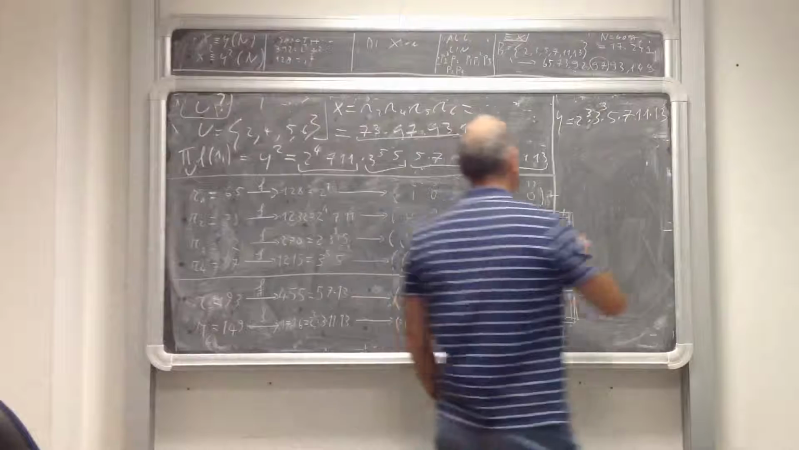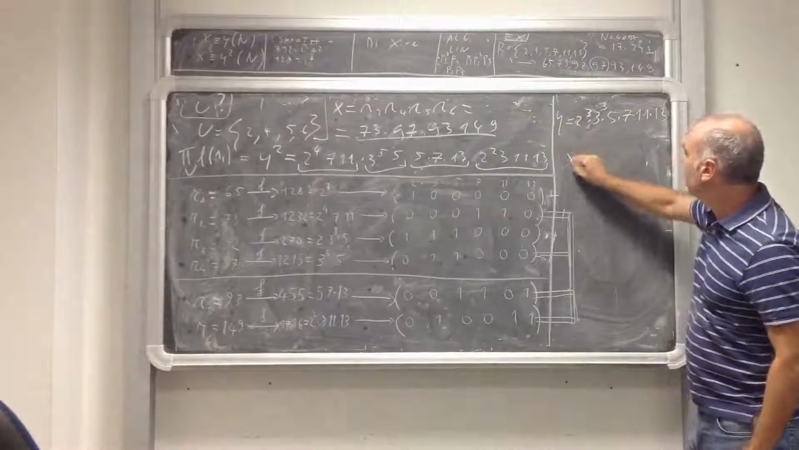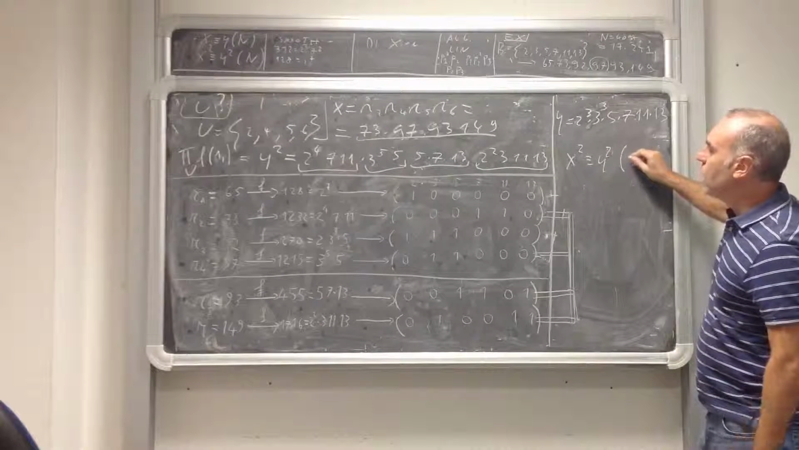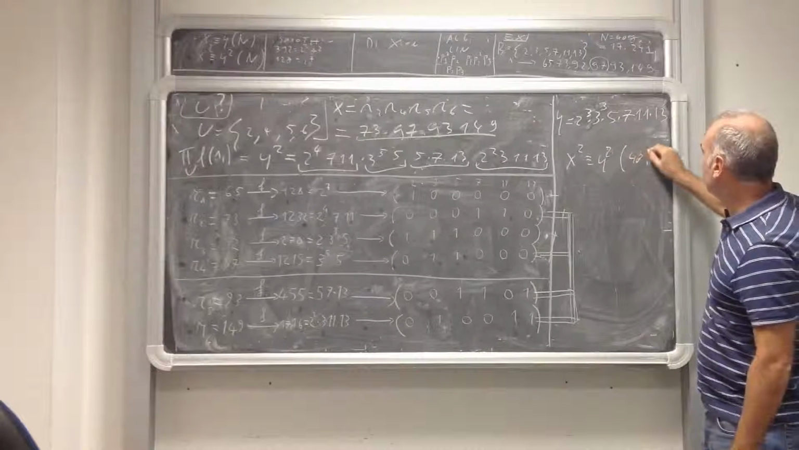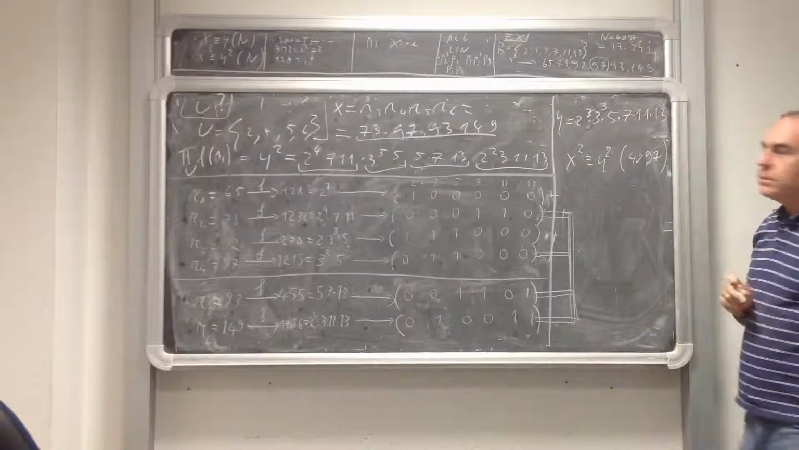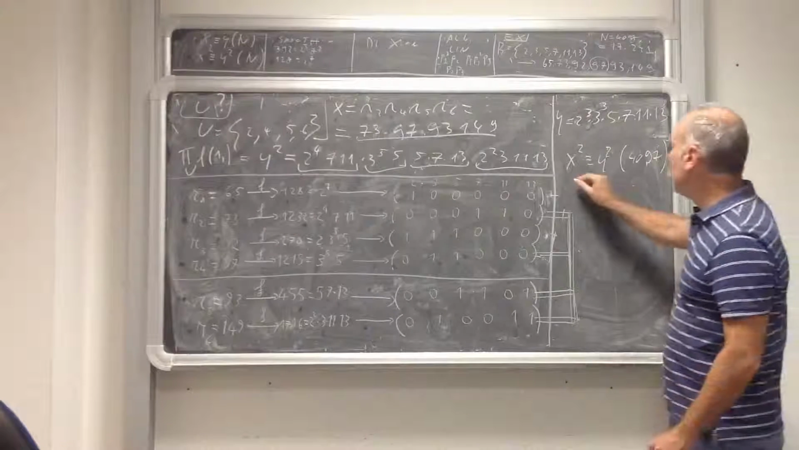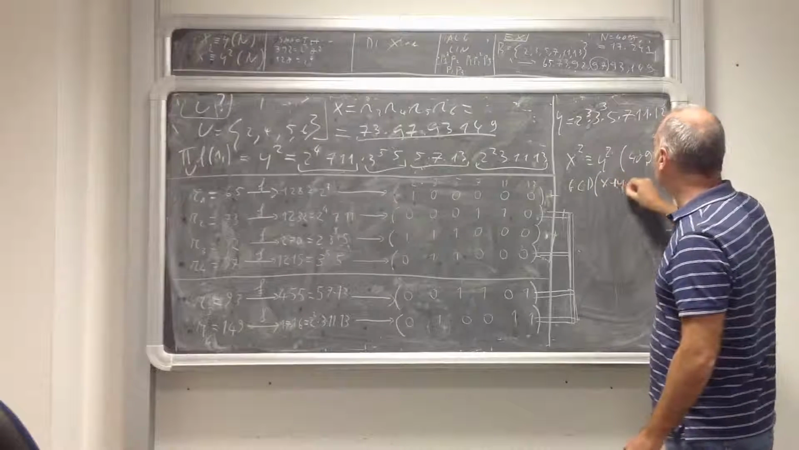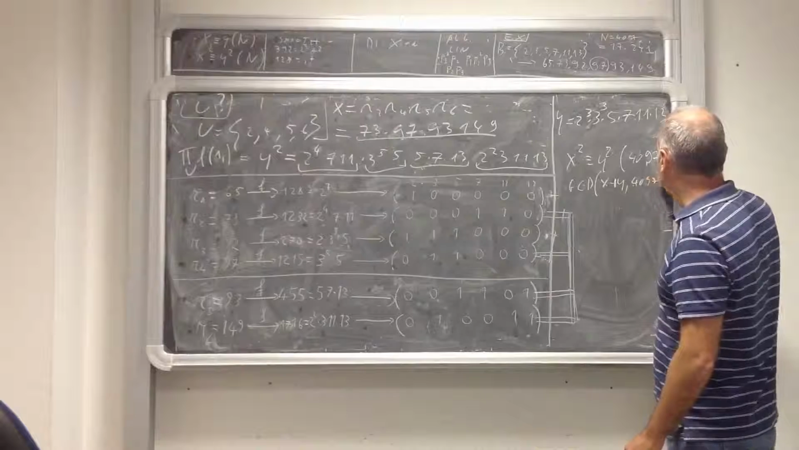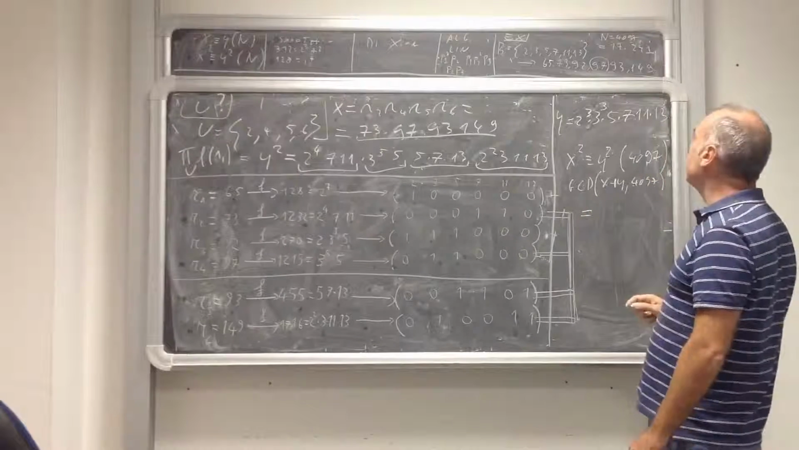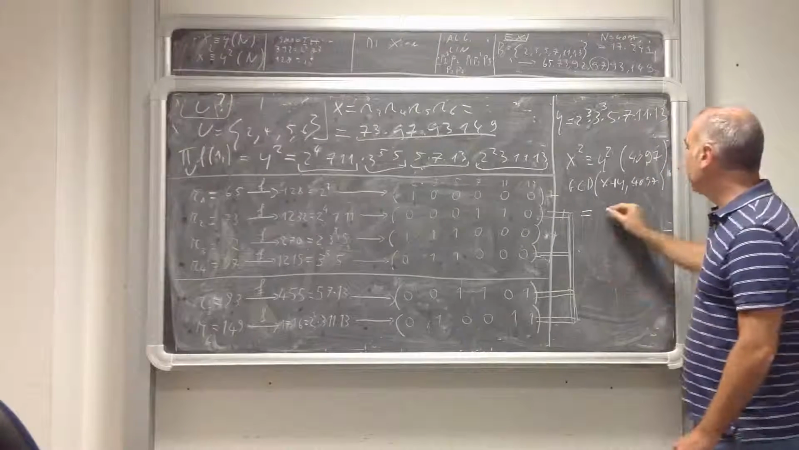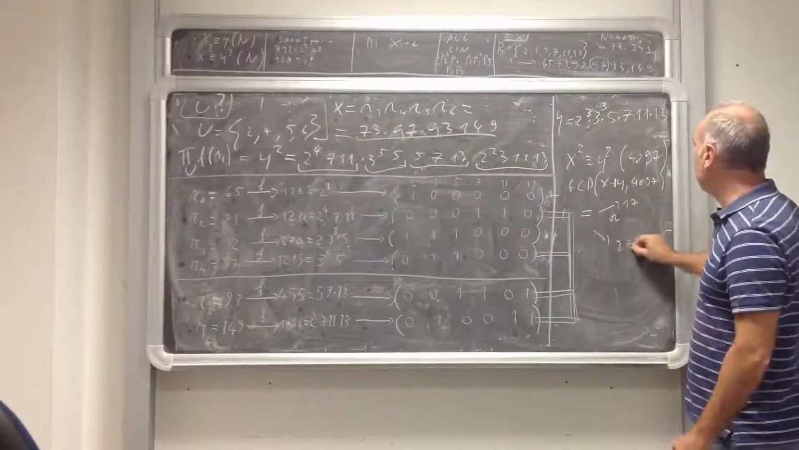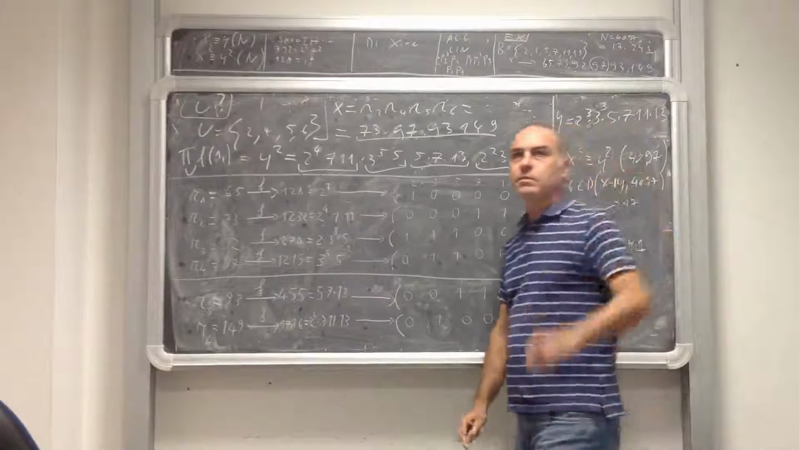So the conclusion is that this x squared is congruent to y squared modulo our n. And what happens? If you compute the greatest common divisor of x plus y and 4097, you'll get exactly one of the two factors. So try this and check.